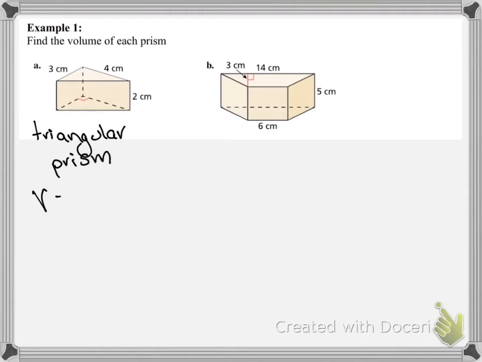So to find the volume, I need the area, big B, times height. So now let's go ahead and find the area of that base. So let's find the base. The base is this guy right here. They help us by telling us that it's a right triangle. So I'm just going to draw the base. Here's what the base looks like.